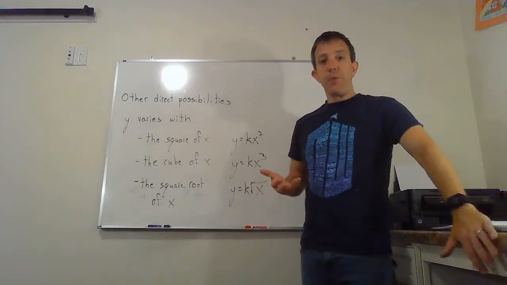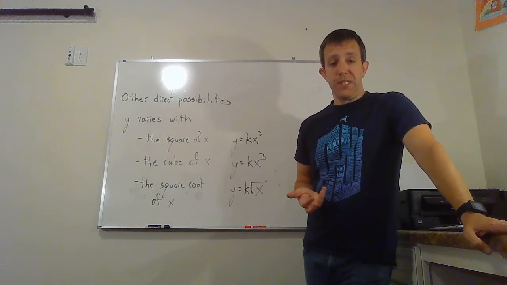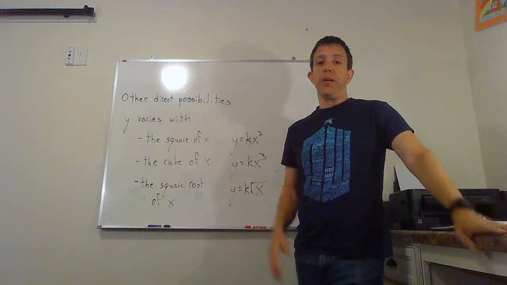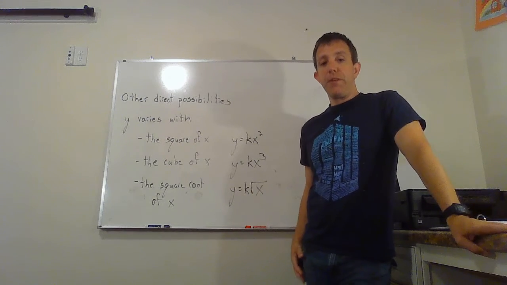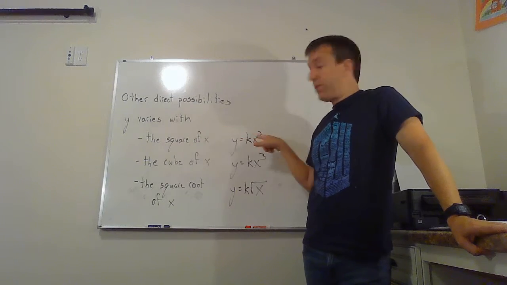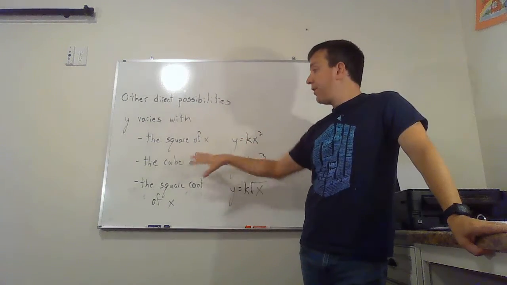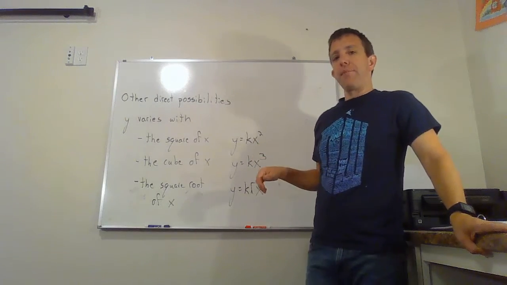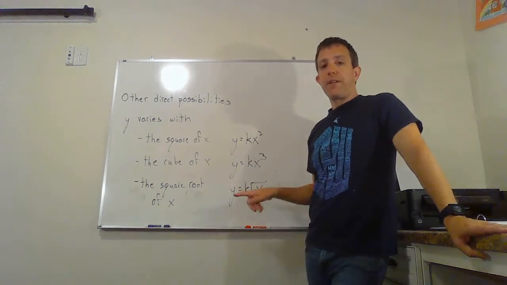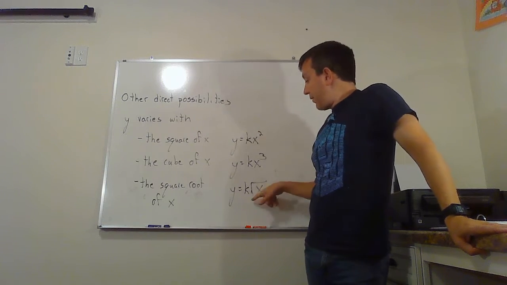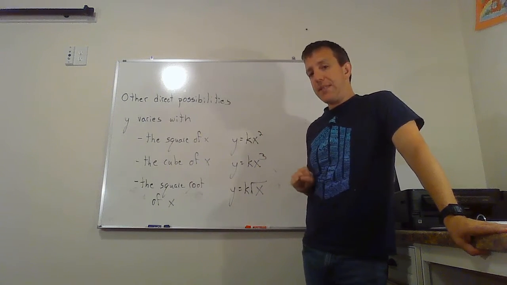Okay, so here on this board, we have some more direct variation possibilities. Sometimes the variation is just a little bit more complicated than just plain y and x. So some other things that you might run into are y varies with the square of x, which would look like y is equal to kx squared, the cube of x, which would be y is equal to k times x to the third, and the square root of x, y is equal to k times the square root of x. So notice that in all these cases, it's still the same basic setup.